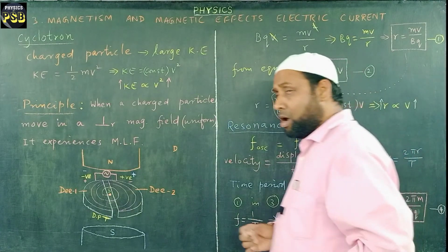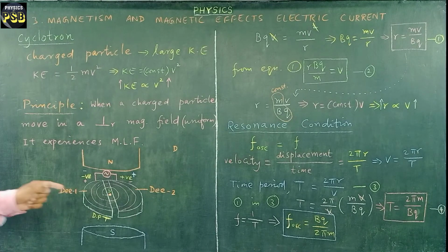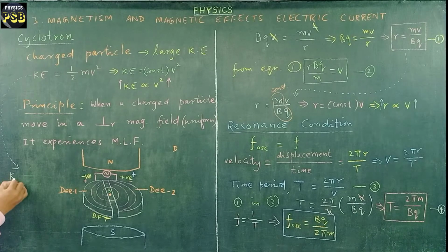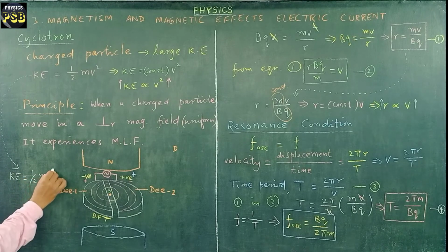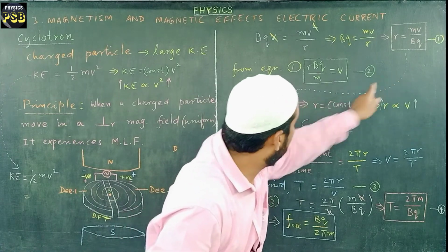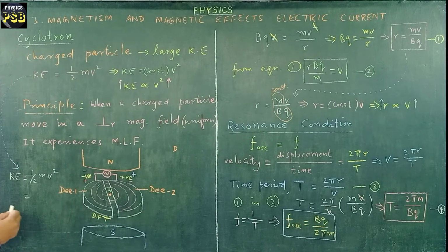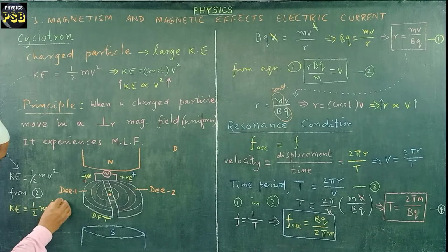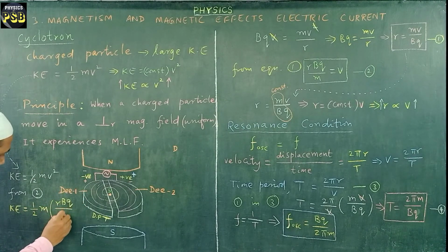Okay. Now I'll find out the kinetic energy of the charged particle in the cyclotron. For that, I'm going to use this expression. We know kinetic energy is equal to half mv square. We know the value of v. So it is given here. There is equation number 2, but I'm going to substitute here. Now from equation number 2, I get this kinetic energy, 1 by 2 multiplied with m. The value of v is RBQ divided by m, whole square. Okay, so what do you get?